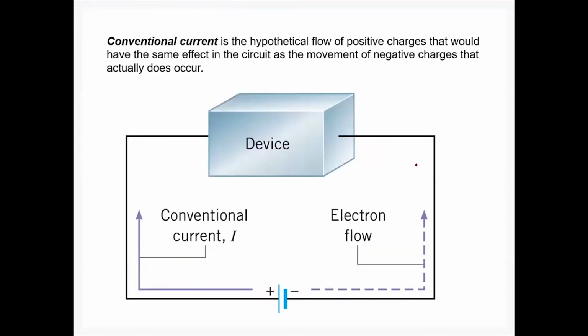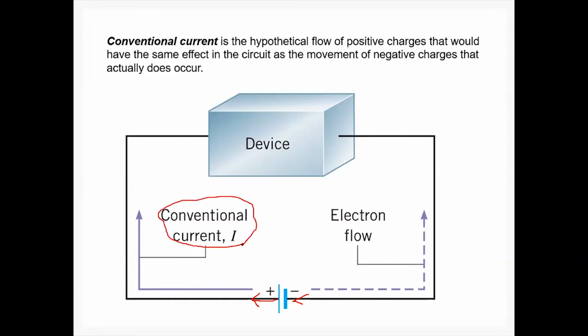All right, so whatever we call current is actually conventional current. I said the current comes out of the plus terminal, right? And the current passing through this device ends at the negative terminal. That's what I said before. That kind of current is called conventional current.